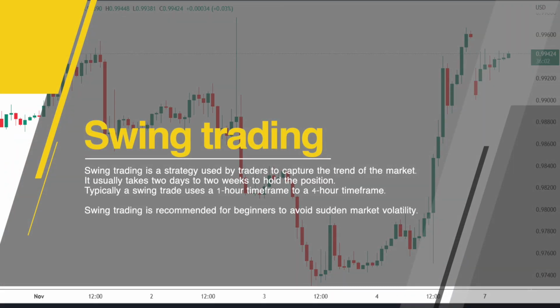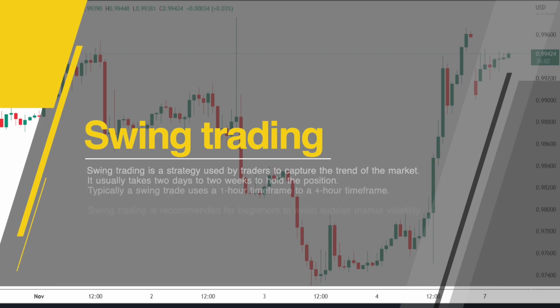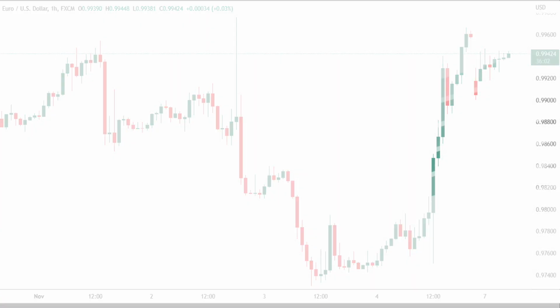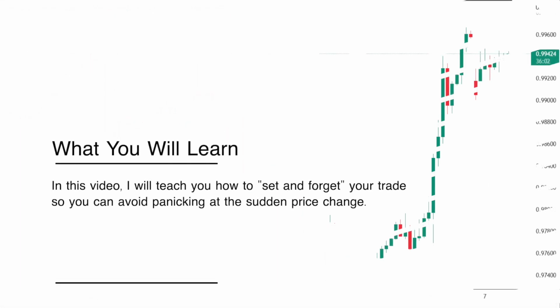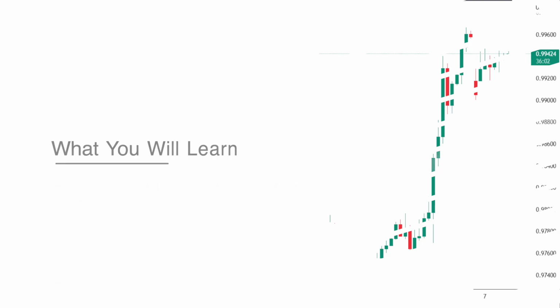Swing trading is a strategy used by traders to capture the trend of the market. It usually takes 2 days to 2 weeks to hold the position. Typically, a swing trade uses 1 hour time frame to a 4 hour time frame. Swing trading is recommended for beginners to avoid sudden market volatility. In this video, I will teach you how to set and forget your trade so you can avoid panicking at the sudden price change.